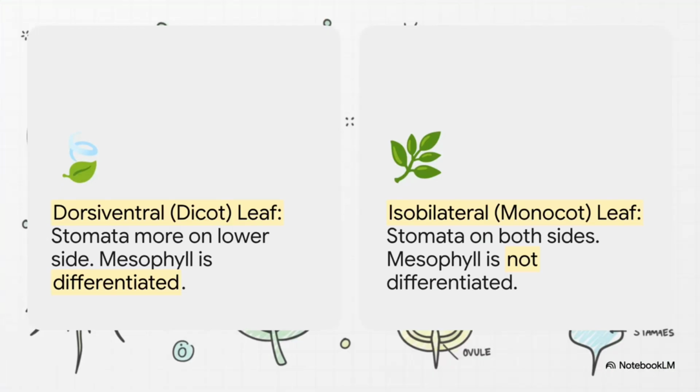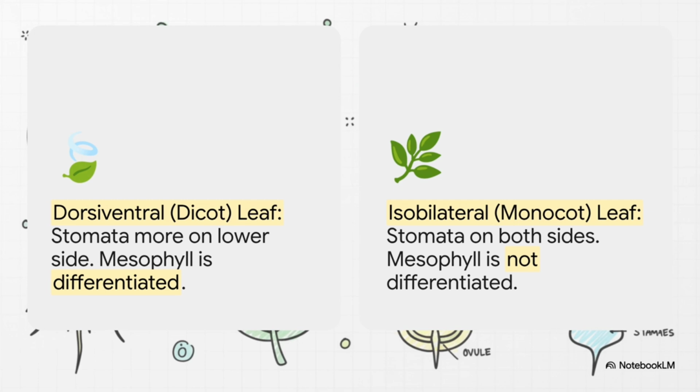Last but not least, the leaves. A dicot leaf has a clear top and bottom. To cut down on water loss from the sun, most of its stomata are on the shadier lower side. And if you look inside, the mesophyll tissue is beautifully organized into a top layer of tightly packed palisade cells for photosynthesis and a bottom layer of spongy, airy cells for gas exchange.